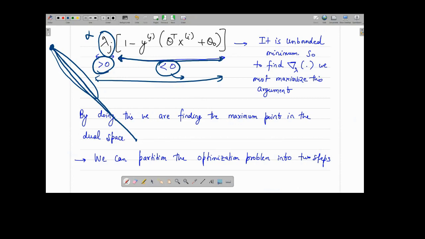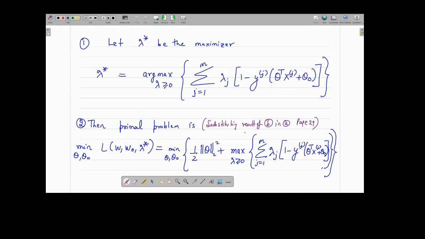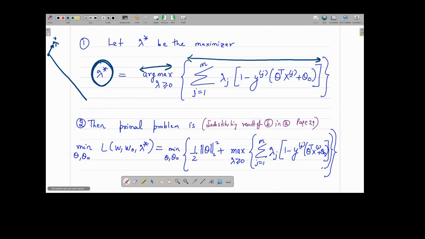So what we do is something like this. We try to find the value of lambda star, which is the maximum value of this line. We want to find this lambda star, which is the maximum value of this line. And this is nothing but the argmax. You know what this argmax is? Anyone? You know this argmax?